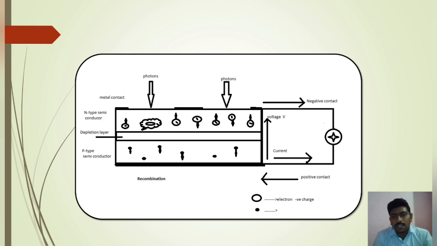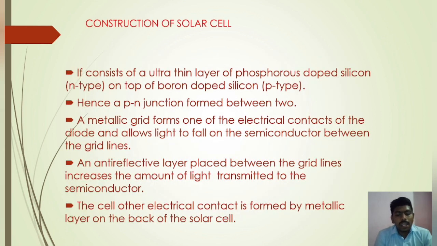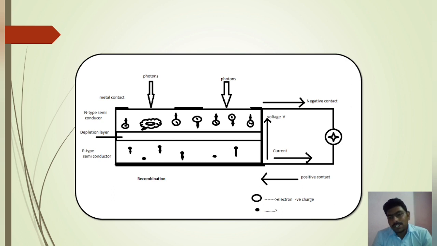Above the N type semiconductor there is a negative contact, meaning here we have to apply an external circuit to this combination. So whenever the depletion layer is formed, we see an anti-reflecting layer placed between the grid lines to increase the amount of light transmitted to the semiconductor. So whenever we place an anti-reflecting layer between the grid lines, the light transmitted to the semiconductor will increase. Next, the cell's other electrical contact is formed by a metallic layer on the back of the solar cell. This is the basic construction of a solar cell.